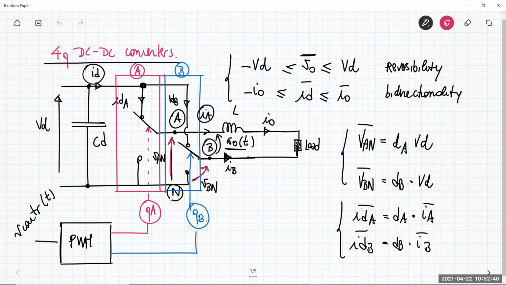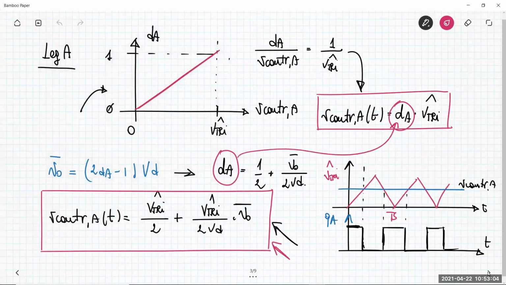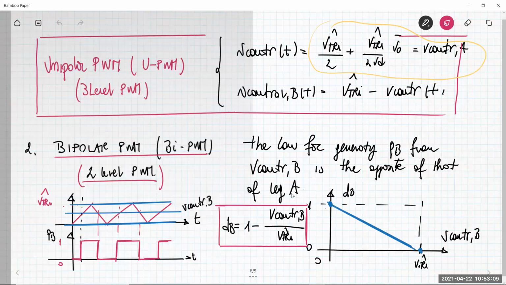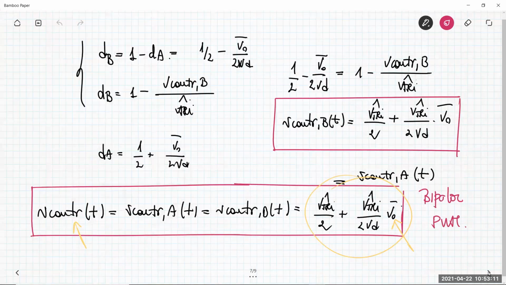For the leg B, we have two choices: either to have the same rule for the generation of the QB function, or use the opposite rule. This leads to a different kind of modulation. We can see what this difference implies when we see the waveform. So we practically see the four-quadrant converter. This is just the mathematical derivation of what happens.